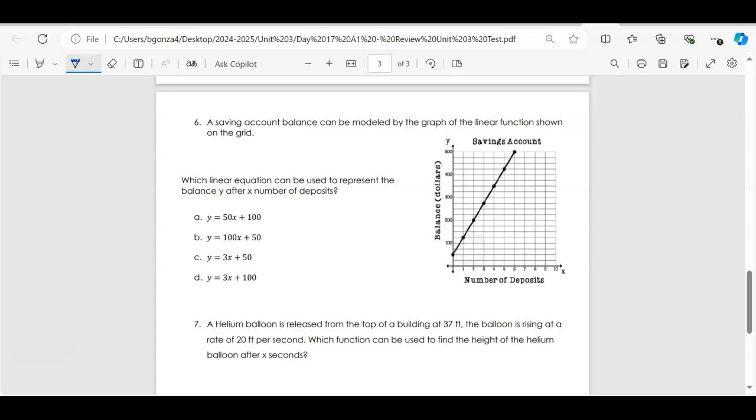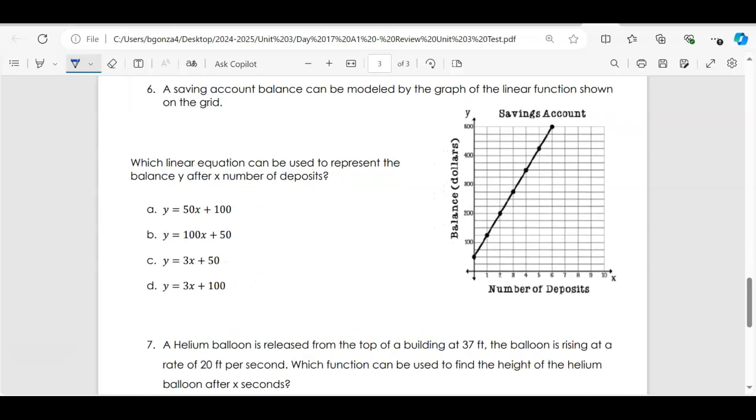So on number 6, the savings account balance can be modeled by the graph of the linear function shown on the grid. Which linear equation can be used to represent the balance y after x number of deposits? Well, I can look at these answers and they're y equals mx plus b. So if I have a graph, what I want to do is find the m and the b. So I pick some points.